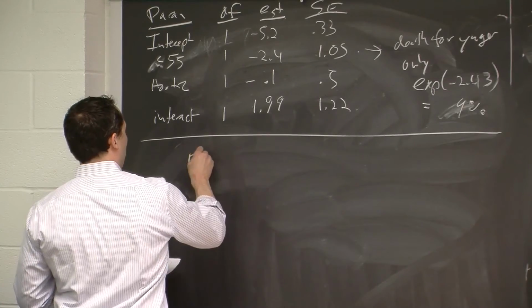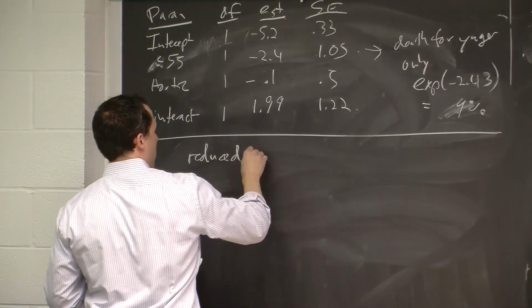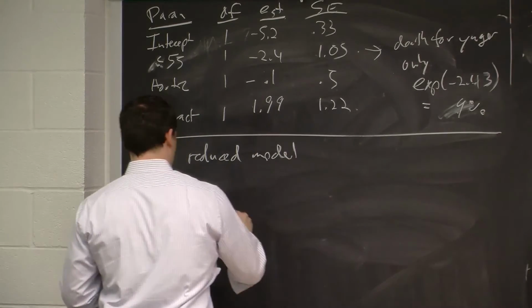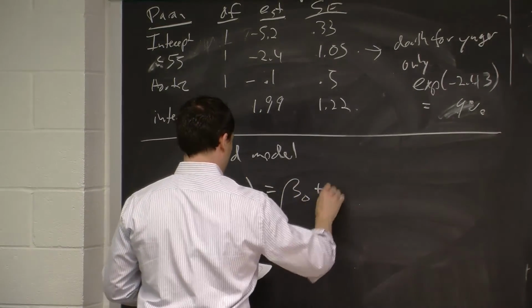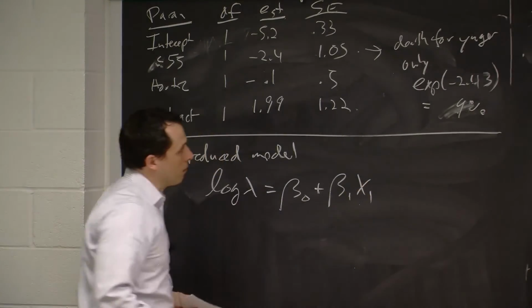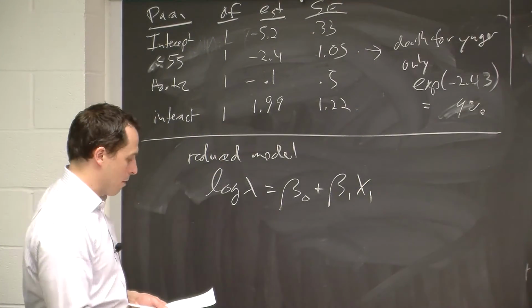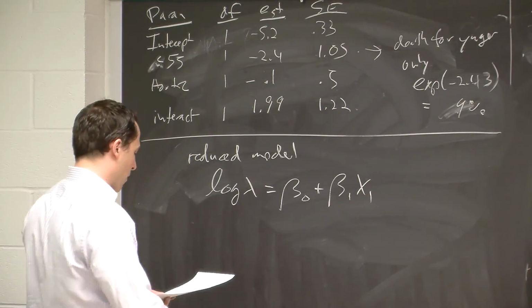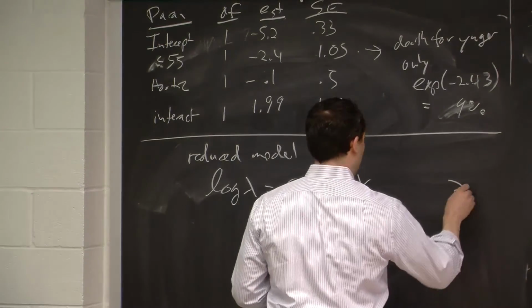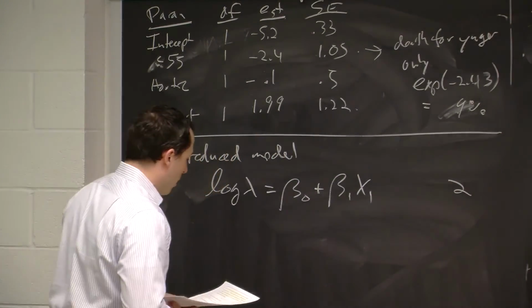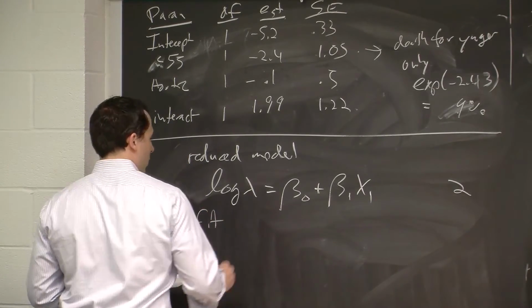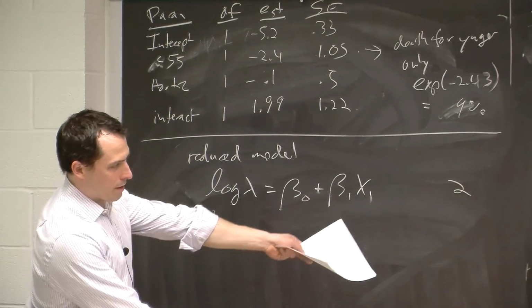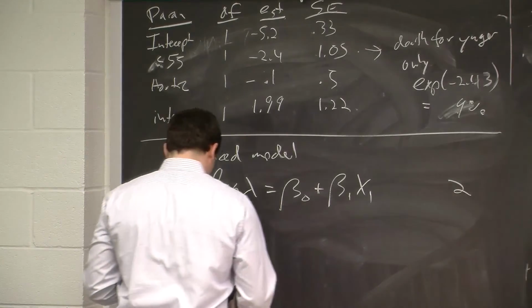So the reduced model for this test is that the log of the rate is just beta naught plus beta 1 x1. So we've lost the interaction and the type terms. So this has 2 degrees of freedom. We can fit it. And now you're going to need to use the software because it's not as straightforward as this.